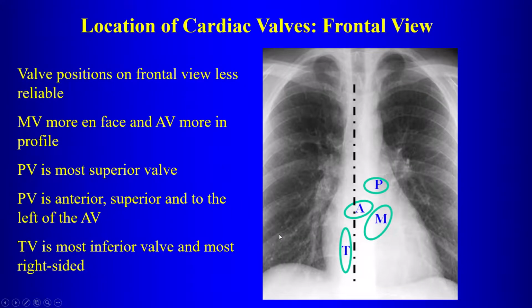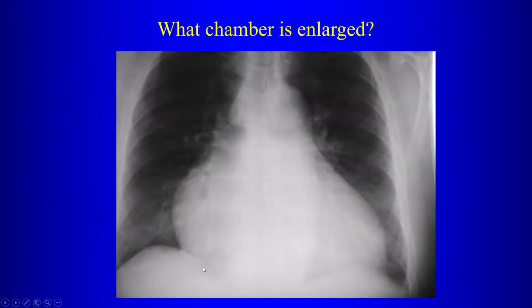On the frontal view, it's a little bit harder to differentiate the aortic valve from the mitral valve. The pulmonic valve is still the most superior valve. The tricuspid valve is the most right-sided valve and the most inferior valve. So as we said, the pulmonic valve would be anterior, superior, and to the left of the aortic valve.